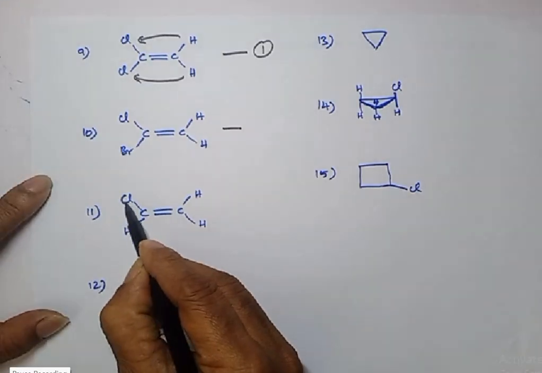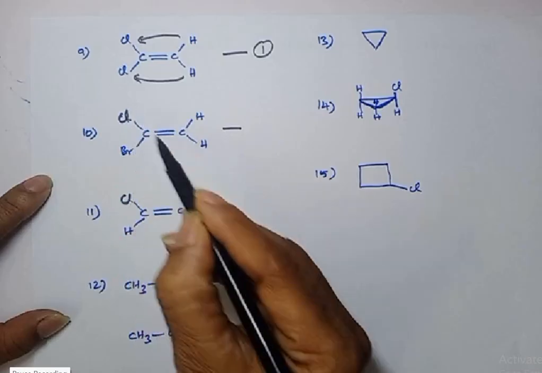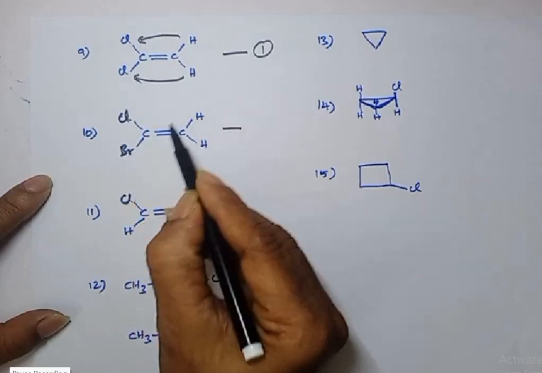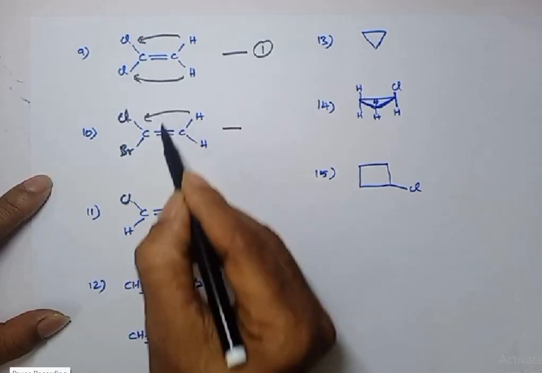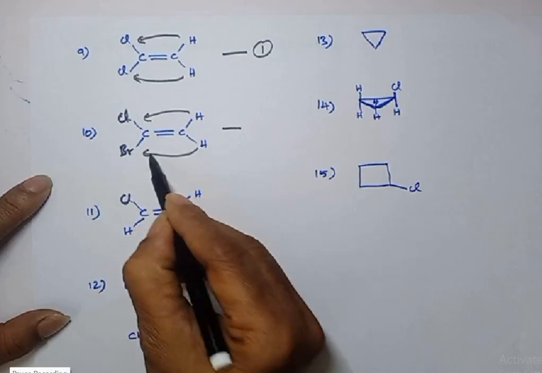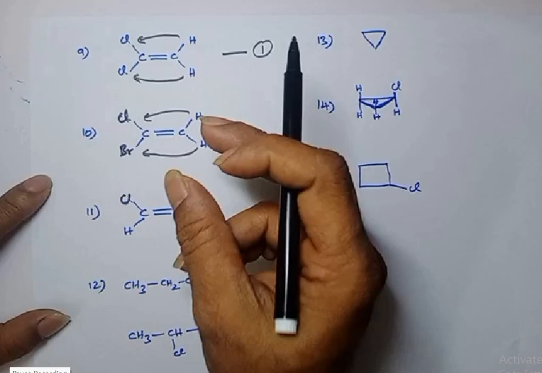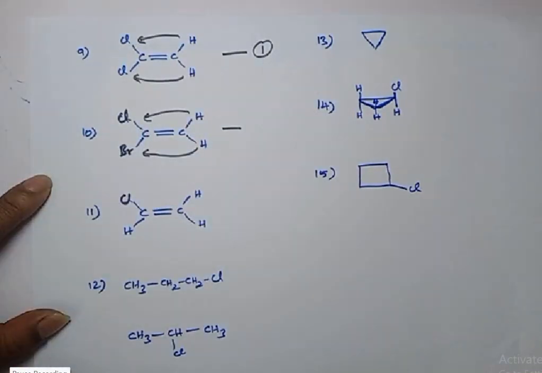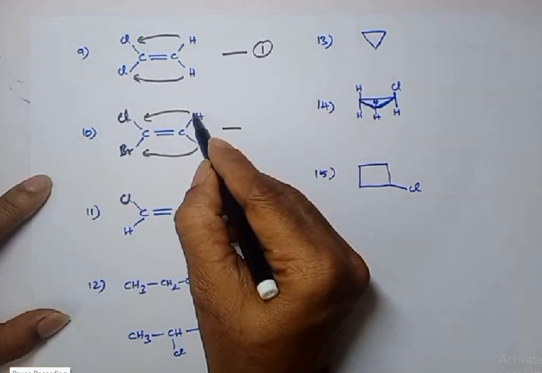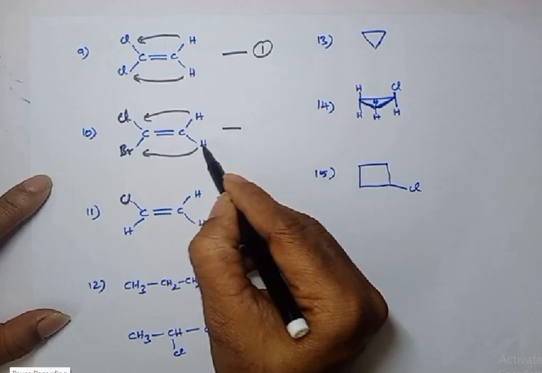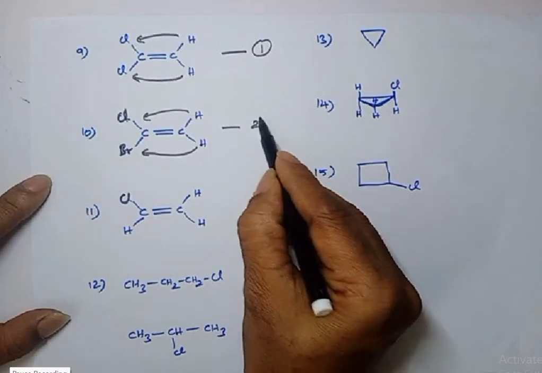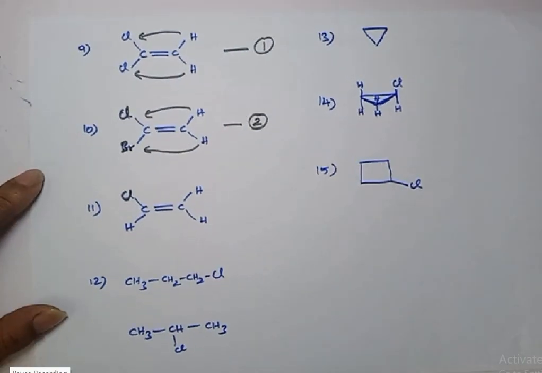Here I have chlorine. Here I have bromine. So this hydrogen is cis to chlorine, whereas this hydrogen is cis to bromine. So these 2 hydrogens are non-equivalent. So this hydrogen will give 1 signal and this hydrogen will give another signal. So we get 2 signals for this one. What about this?